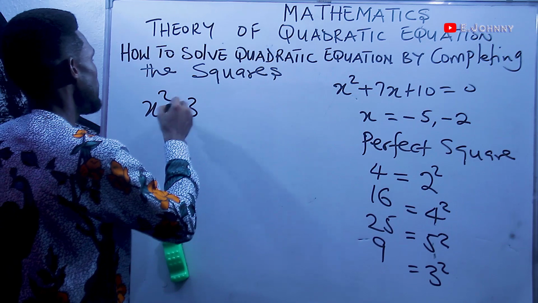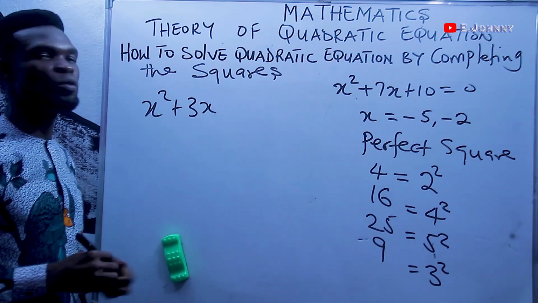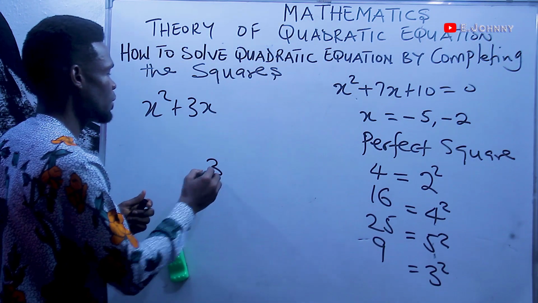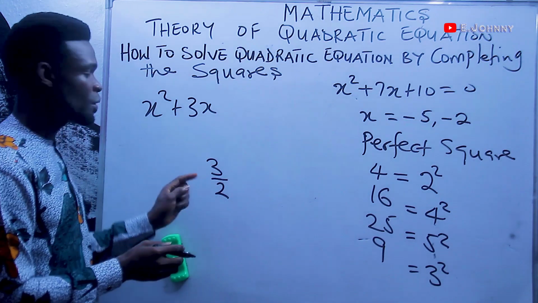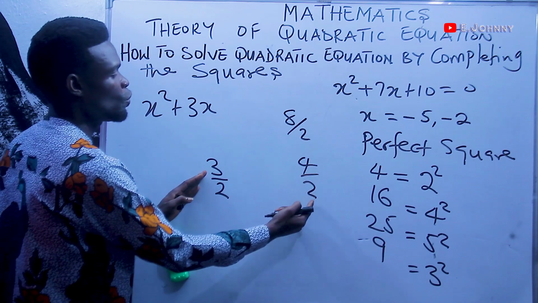Okay, I give you another one. If I have x squared plus 3x, what must be added to make it a perfect square? Step 1, what is the coefficient of x? 3. So look at it, 3. What is half of 3? 3 divided by 2. Now this is different from when we had 8 over 2 and 4 over 2, because this one, 2 goes here, 2.